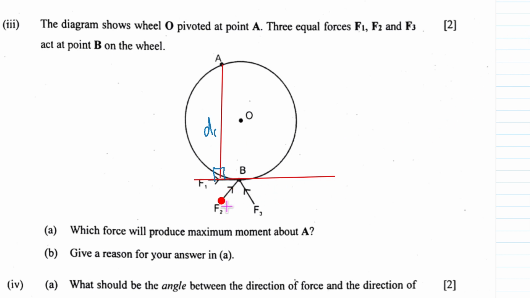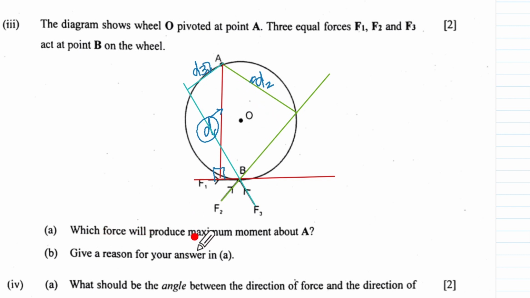Let us look at F2. F2, the line of action of force is going to be like so. So what is the perpendicular distance from A? It is this much. We'll call this D2. And for F3, let us take the line of action of force like so. So the perpendicular distance of the line of action of force, this will be D3. So we see this is D1, this is D2, this is D3.